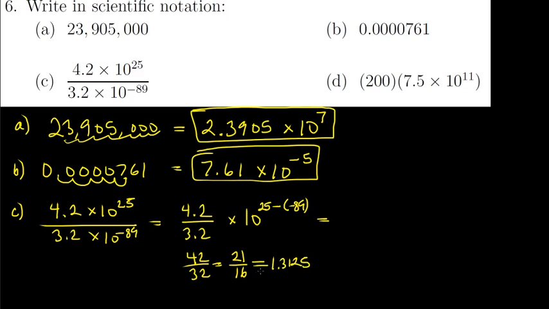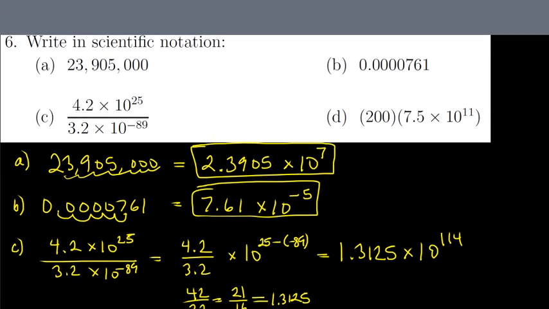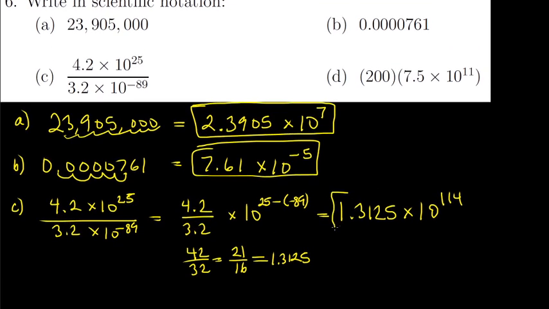Right, and that's not an approximation. This is exact, right? So 1.3125 times 10 to what power? So 25 plus 89, I think, is 114. I'm just going to check that on my calculator. Yeah, 114. Right, so that's the answer. Sorry about that. That's the answer to part C.